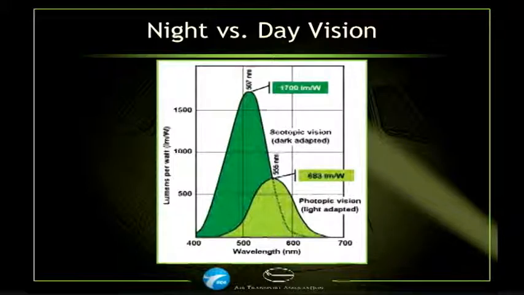And if you look at the right tail end of that diagram, you'll notice that at night vision, you have almost no sensitivity to the red light, which is again why we adapt to red light there.